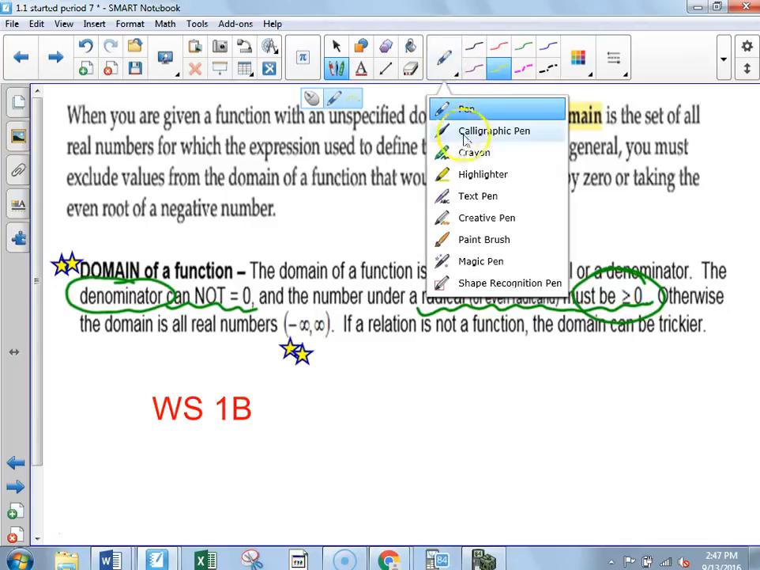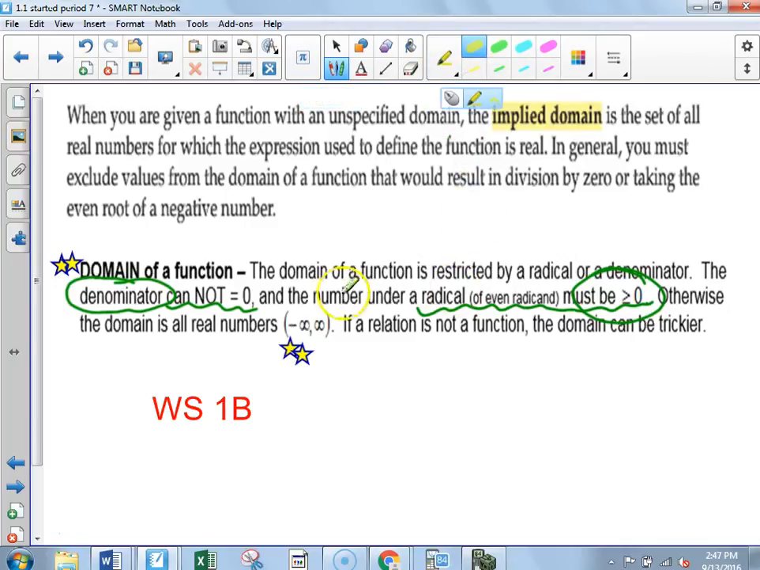The very important thing from this slide that I'm going back to talk about one more time is domain. The domain of a function is restricted when there is a radical, like a square root or a fourth root. Whatever is underneath that must be greater than or equal to 0. If a function has a denominator with an x in it, whatever is in that denominator you set equal to 0. Otherwise, their domain is all real numbers.